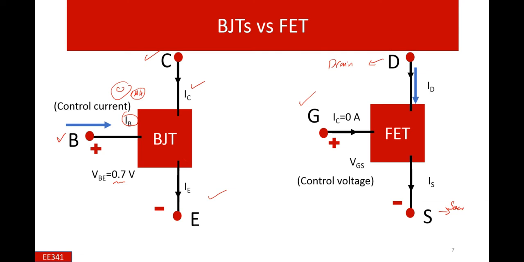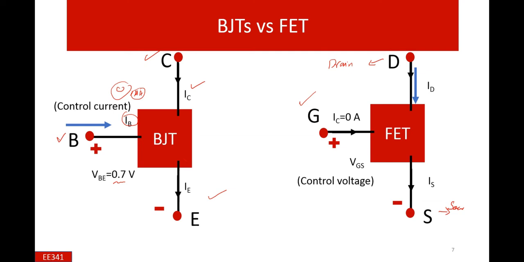With the control voltage VGS, when we talk about VGS, it means we are talking about the voltage between terminals G and S. If we control or change this voltage, then current flows between D and S, and this current is ID or IS. Both currents are the same, and this is a unipolar device. This is the main difference between the BJT and FETs.